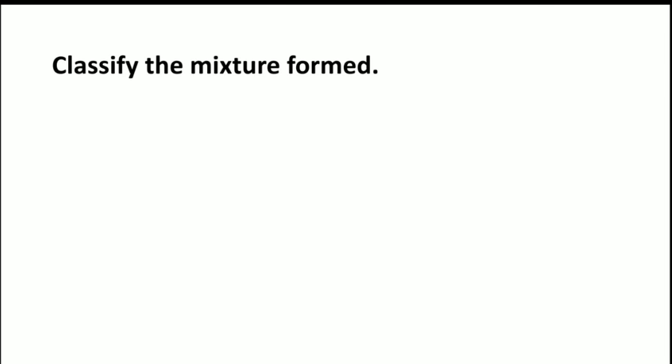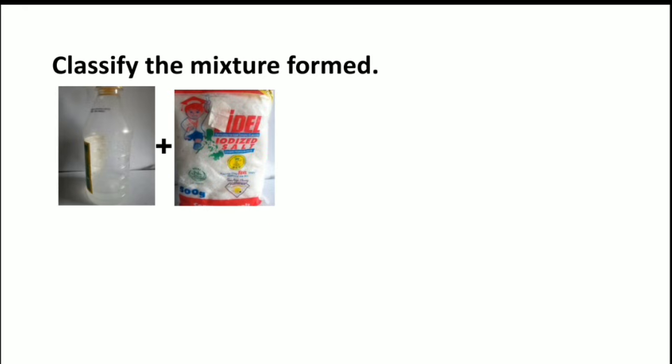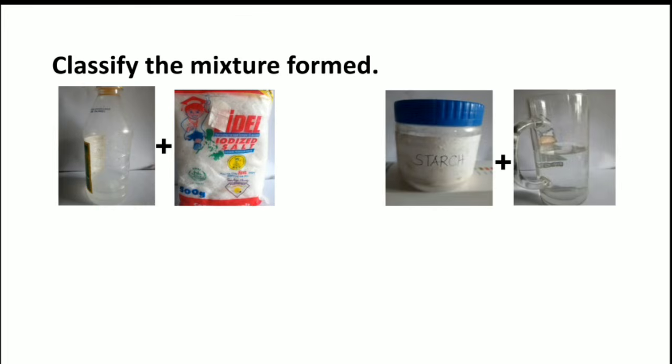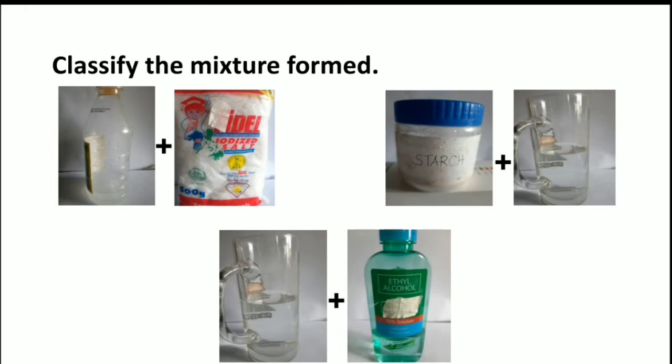Now let's classify the following mixtures that can be formed by combining the following. Salt, as you know, is soluble in vinegar, as you have observed several times. So they will form what kind of mixture? Homogeneous mixture or solution. Starch and water, I have mentioned earlier, will form a heterogeneous mixture, specifically a colloid. And 3, alcohol and water. Alcohol and water can mix in different proportions, and therefore form a homogeneous mixture.